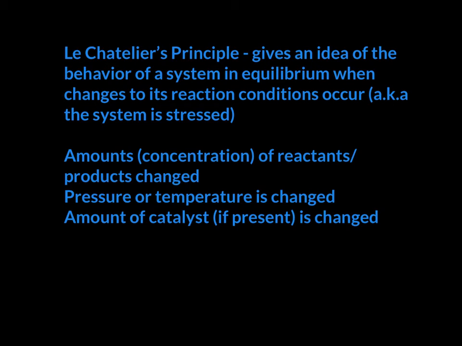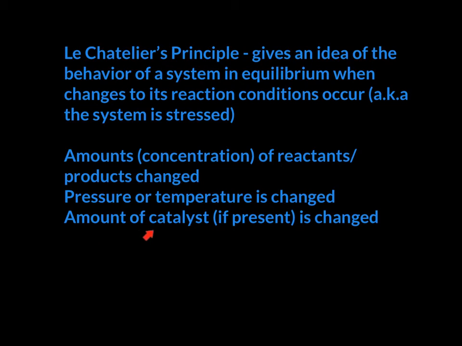One of them gets changed, whether we pull product out of the system because that's what we're looking for, so then the system shifts forward even more, or we add more reactants or take away reactants to slow the system down. If pressure or temperature are involved in the reaction, say a reaction needs to occur at a particular temperature, and we change that temperature, we can shift it toward the products or toward the reactants as well.